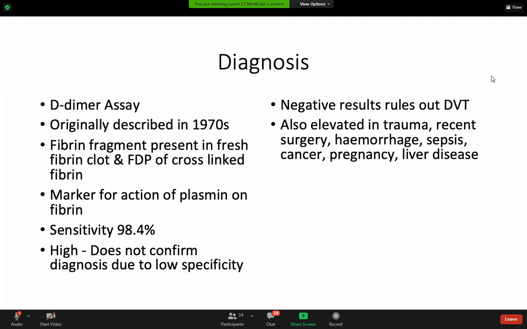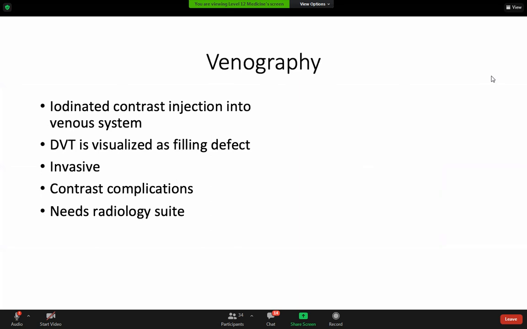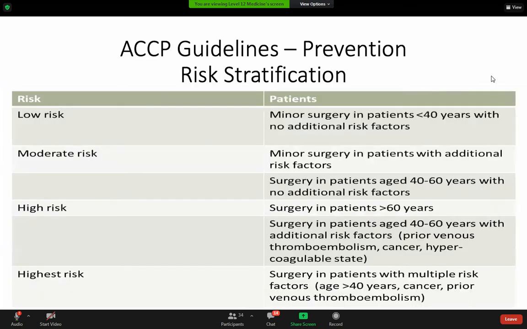Diagnosis, we can use D-dimer. D-dimer will not diagnose. So a negative result will rule out the DVT, but a positive result will not rule it in. So it's not so specific. So the specific and sensitive one is the duplex ultrasound. It has 96% sensitivity and 100% specificity. It will show a dilated vein with non-compressible lumen. Venography as well can help if you don't have duplex.